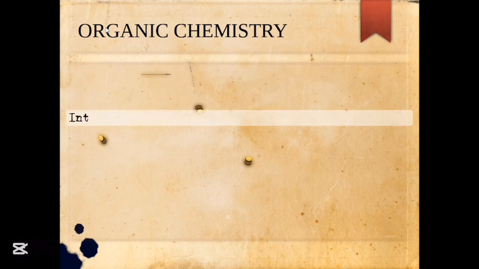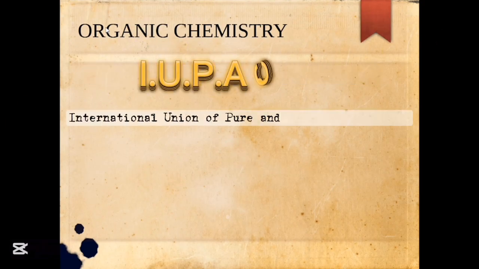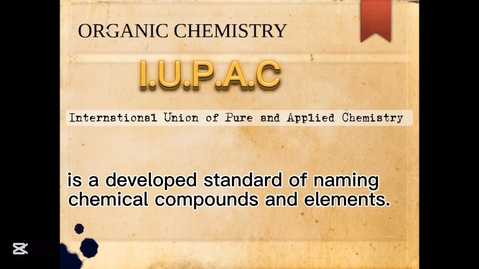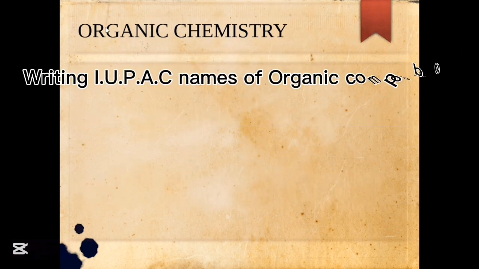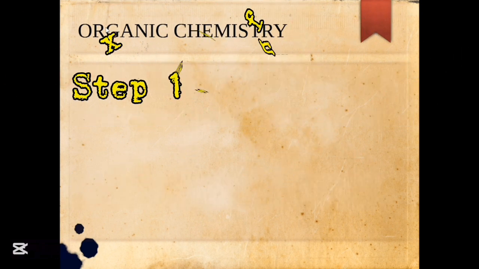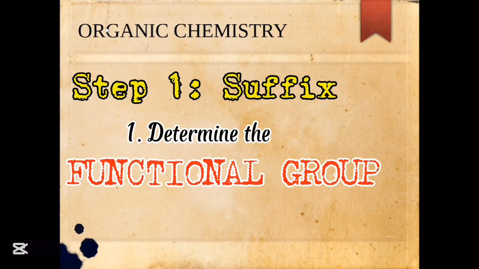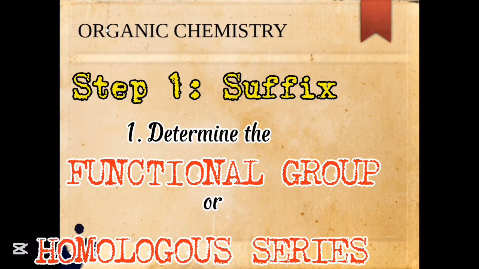Let us take a look at IUPAC. IUPAC means International Union of Pure and Applied Chemistry. And this is a system of naming compounds. So it's a developed standard of naming chemical compounds and elements. So, writing IUPAC names of organic compounds. Step 1, suffix. We have to determine the functional group or the homologous series of the organic molecule.